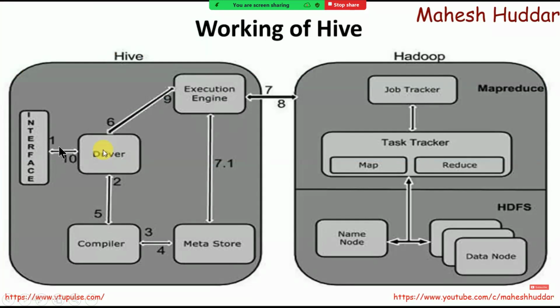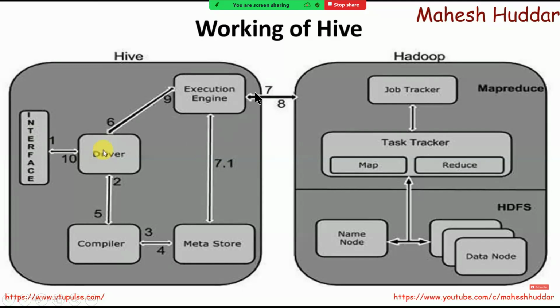You can see the numbers, right? 1, 2, 3, 4, again 4, 5, 5 to 6, 6 to 7. It will come back from here to here, and it will give it to the execution engine. What exactly does this execution engine do?